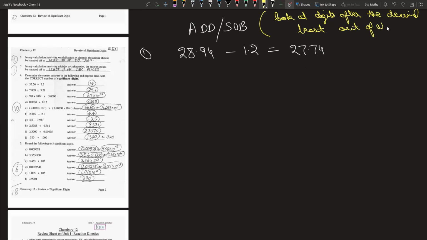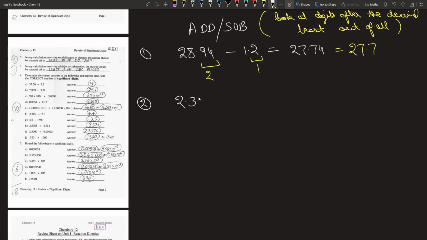It will make more sense when we look at this example. So ask yourself, how many numbers did we have after the decimal? Now guys, we're not looking at the sig figs. We're just looking at the numbers after the decimal. This one had 2. How many numbers did this have after the decimal? 1. My answer should have the least out of those 2. Means my answer should only have 1 number after the decimal. So your answer will be 27.7. Okay, do you understand? So when it comes to plus and minus, you only look at the numbers after the decimal.